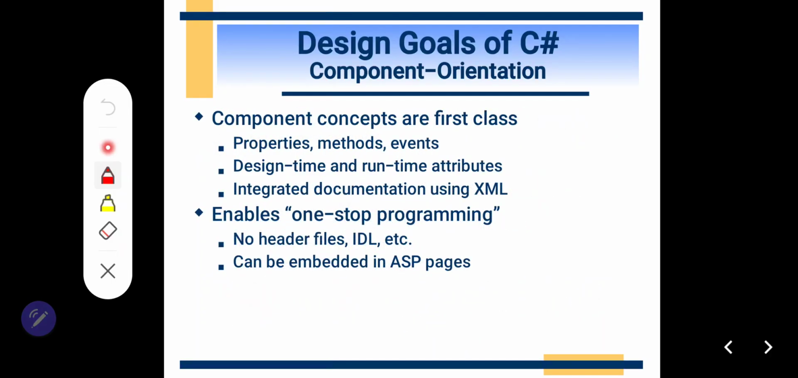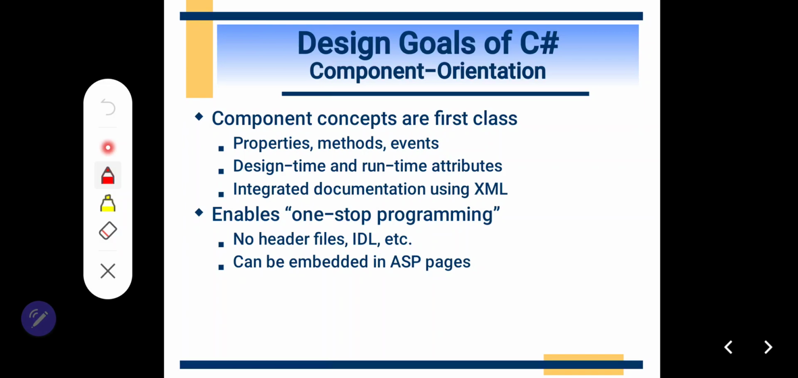C# is a component-oriented language. First of all, C# was designed from the ground up to support components. It is the first language in the C or C++ family to support the concept of components. But what defines a component? Basically, it is not only classes and methods, but also properties and events.